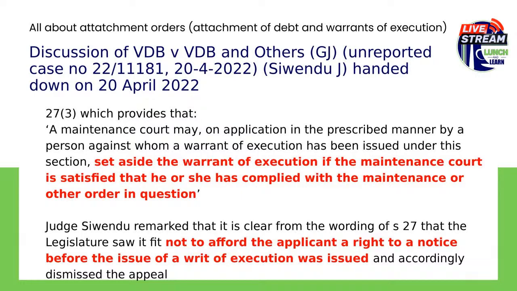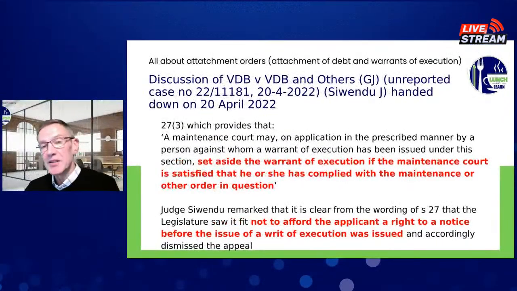Now, the learned judge then remarked that it is clear from the wording of Section 27 that the legislator saw fit not to afford the applicant a right to notice before the writ of execution was issued, and subsequently dismissed the appeal. So why is this important for us?